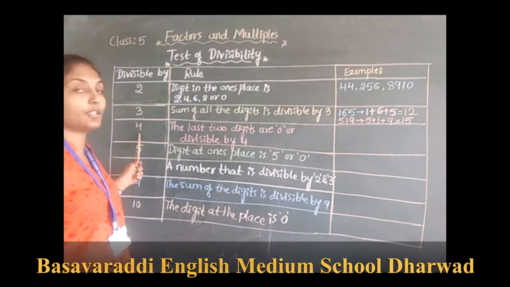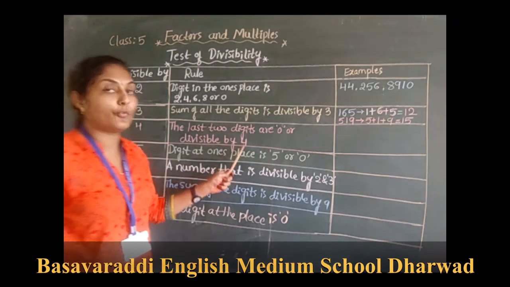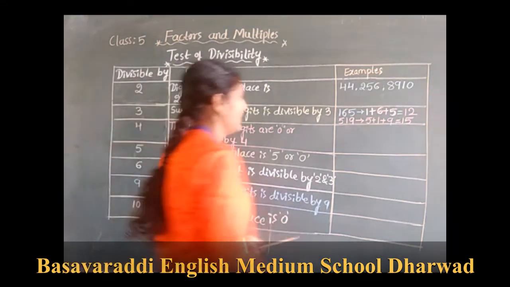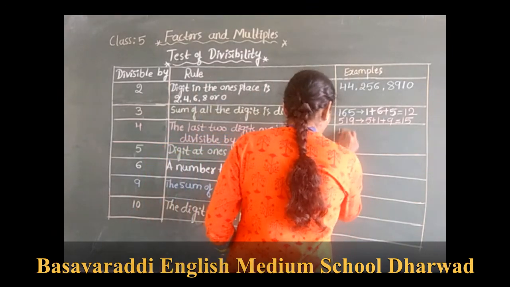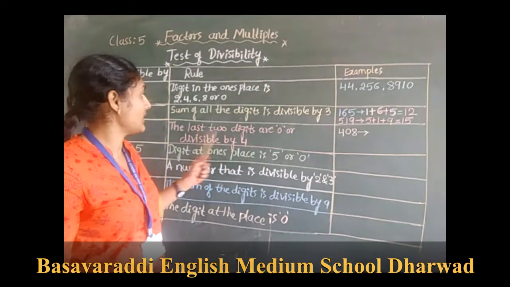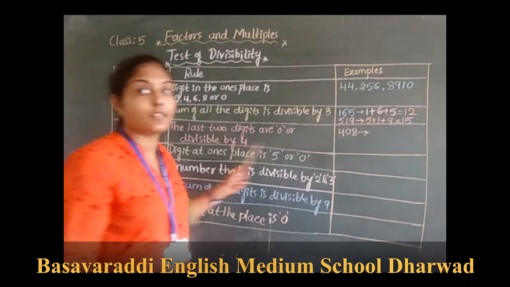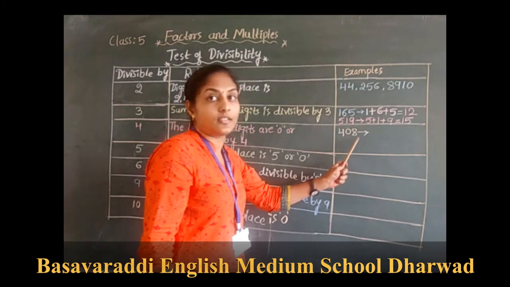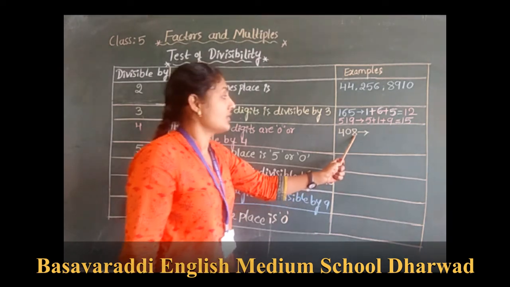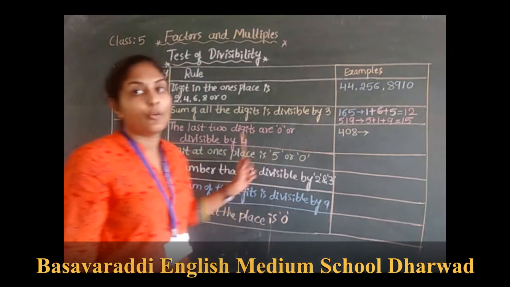Divisible by 4. The last two digits are 0 or divisible by 4. I will give one example: 408. What is the rule? The last two digits are 0 or divisible by 4. That means 0 and 8, these two are the last digits. So the 8 is divisible by 4. So the whole number 408 is divisible by 4.